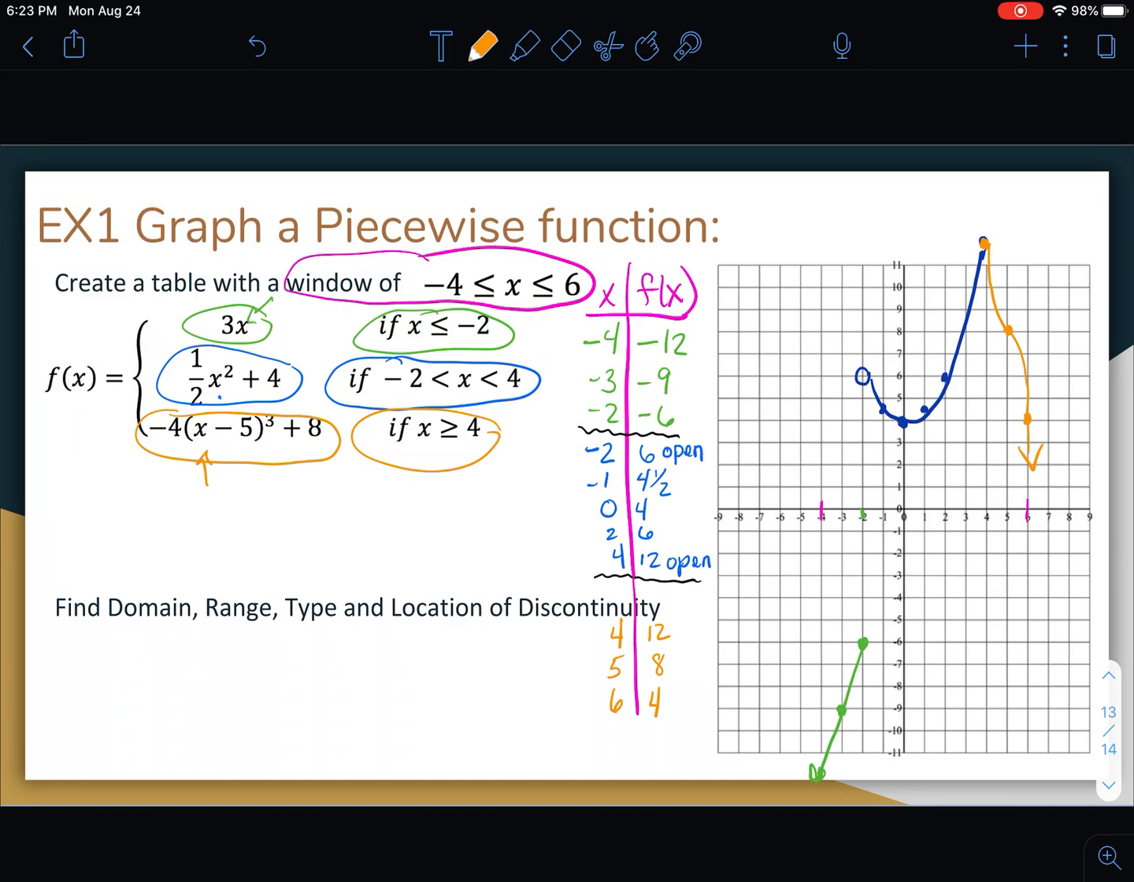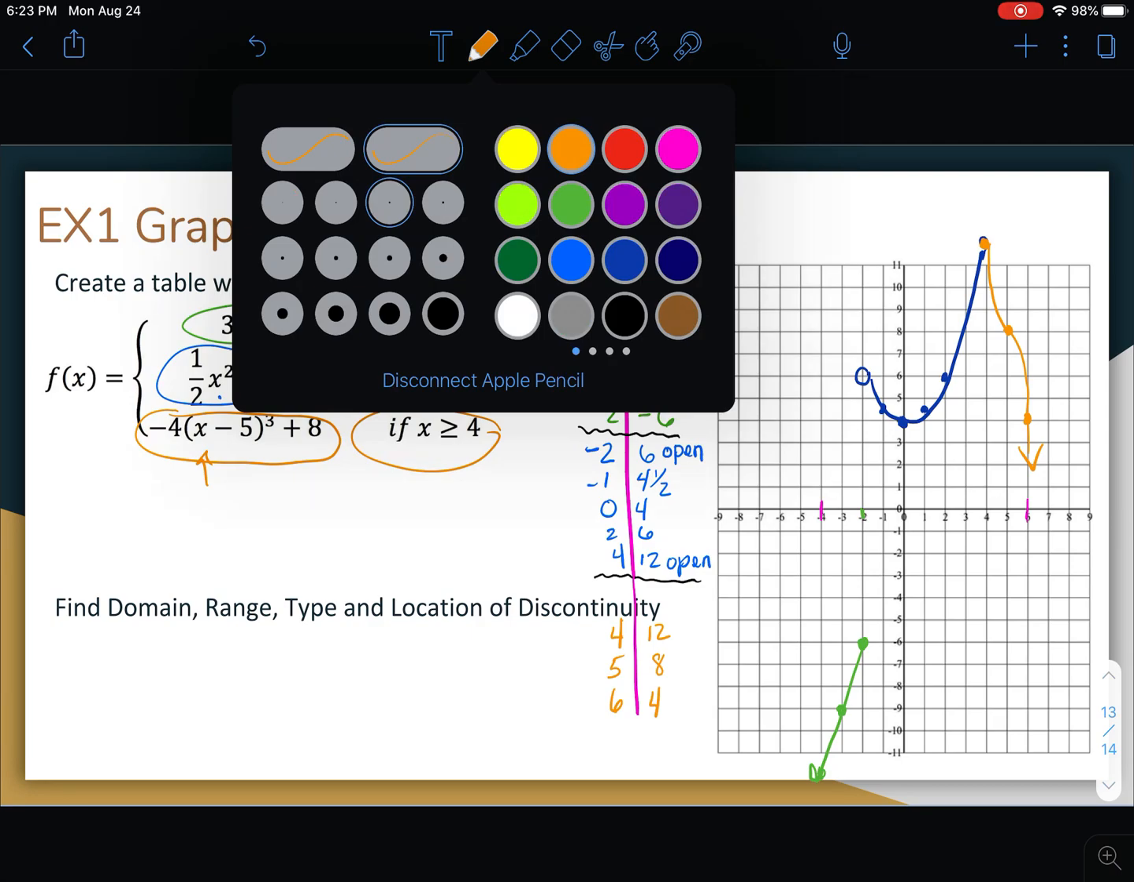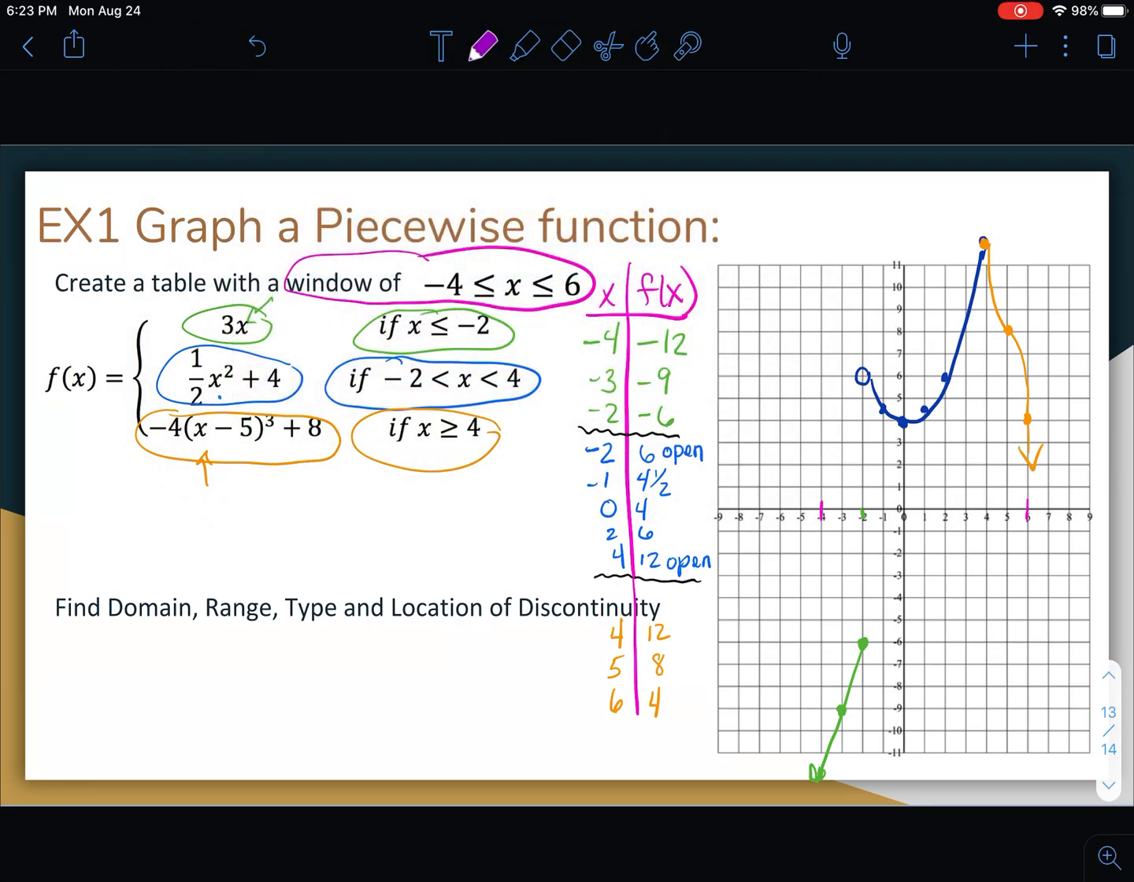Now the next thing is asking us, can we find the domain and range and the type of discontinuity and location? So we have lots of things that we can find.